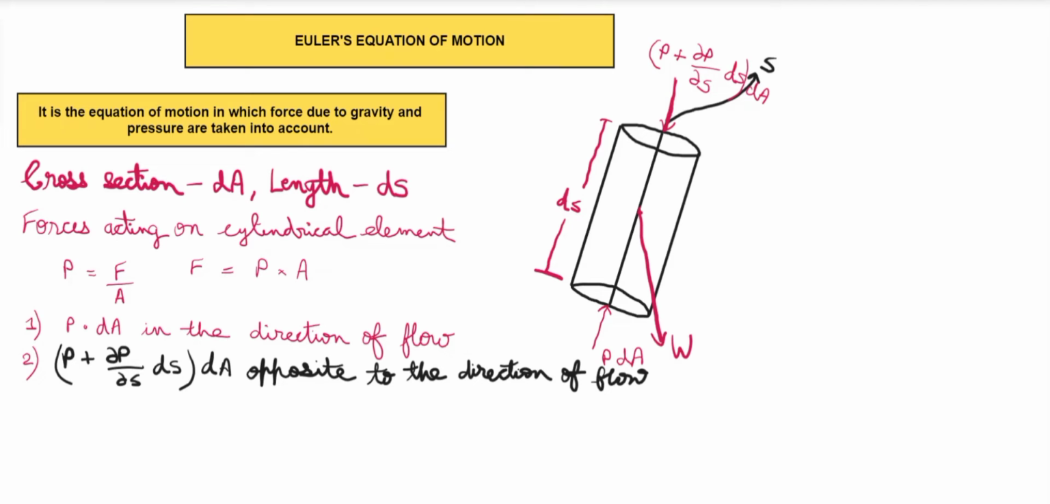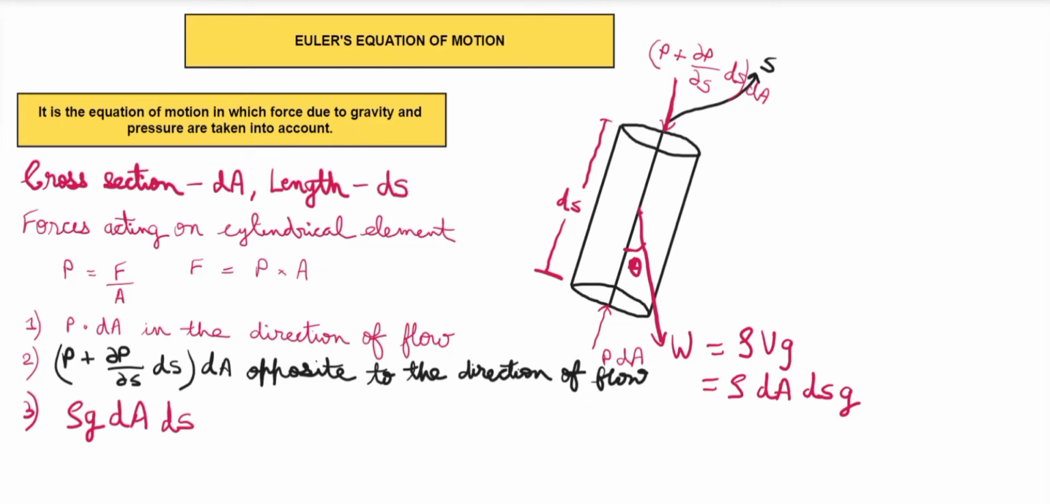Then weight will be acting. Now weight will be acting at an angle of theta, and weight is equal to rho Vg, V, which is the volume, which will be equal to area into length, that is dA into ds. So we get our third force, which is weight of the element, which is equal to rho g dA ds.